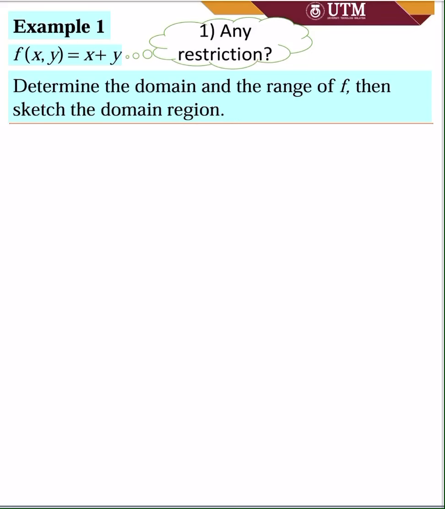Okay, now let's look at this example. We have two independent variables, which are x and y, and one dependent variable, which for this one is z. z is equal to f of x, y.